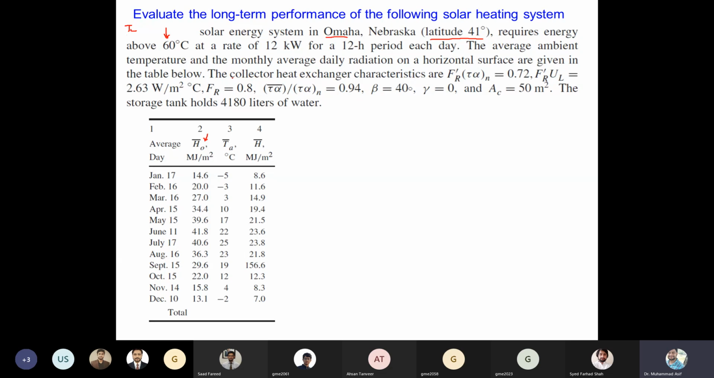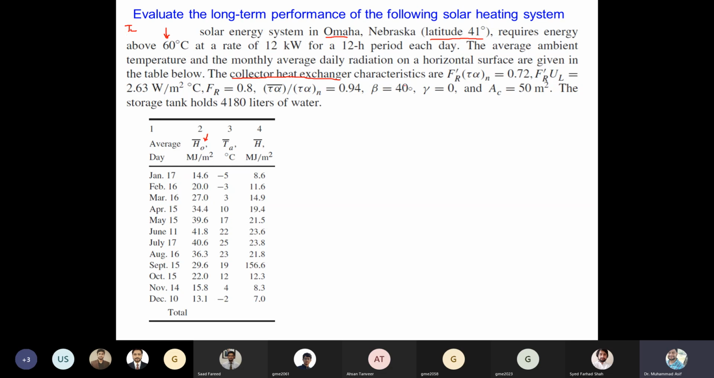And the collector properties are basically provided by the manufacturer. For example, you are given FR, which is basically the heat removal factor, and the product FR tau alpha, and the value is 0.72. Similarly, the product of FR into UL, the value is 2.63 watt per meter square per degree C, and FR is equal to 0.8. The product of tau alpha, I also explained this, how you calculate this one. This was discussed in our previous slide.